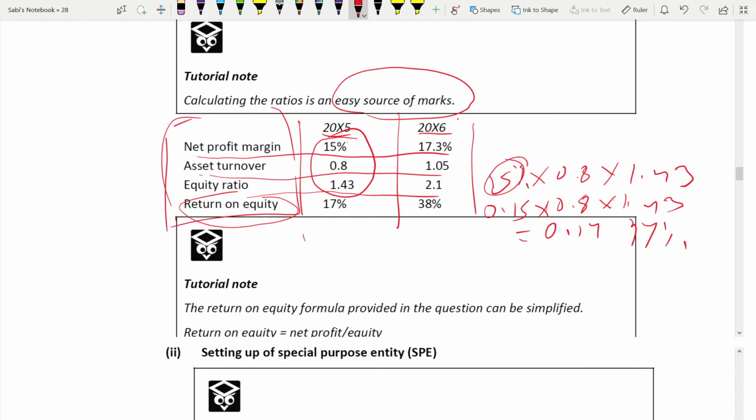Same way you have to do it for 2006 also. You might get 0.716 something, so you can round up to a whole number. Now let's compare 2005 to 2006. If you see, net profit margin increased, so you can have an arrow sign here. Asset turnover increased, equity ratio increased, return on equity increased drastically, doubled, more than doubled also.